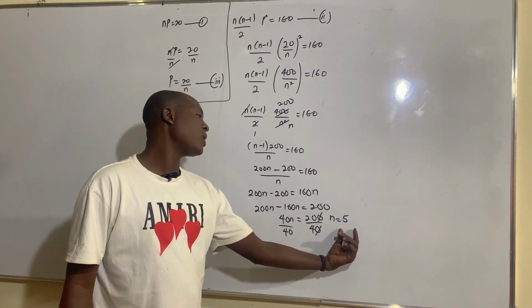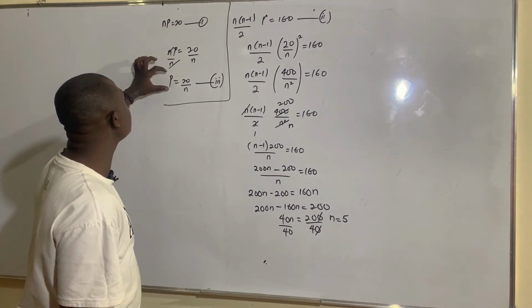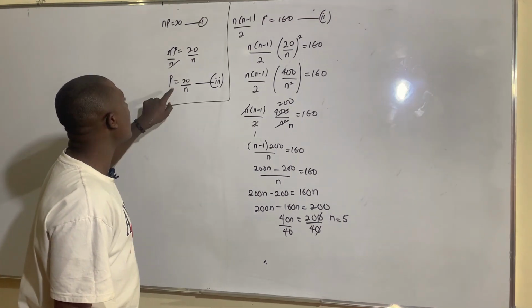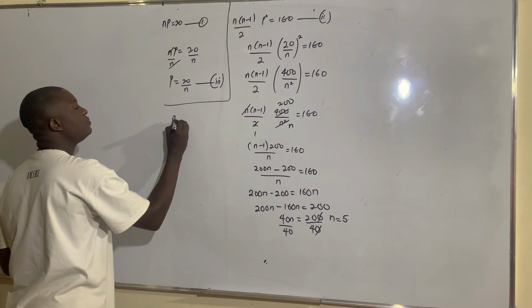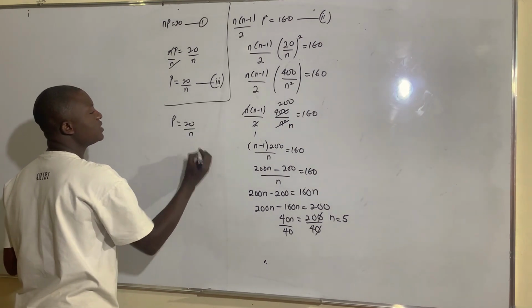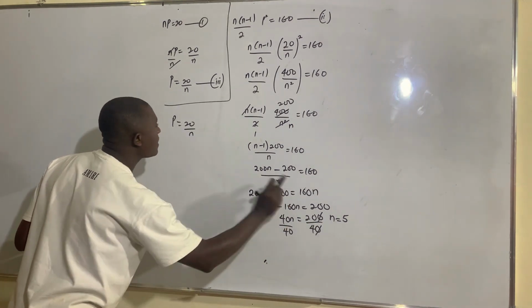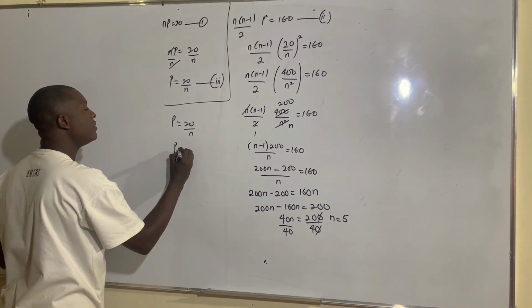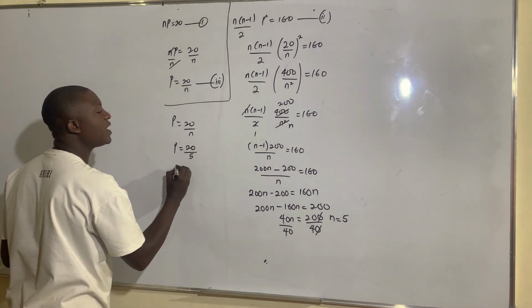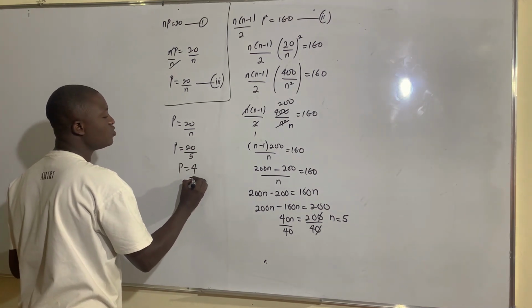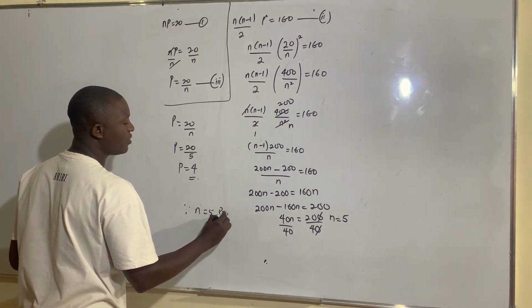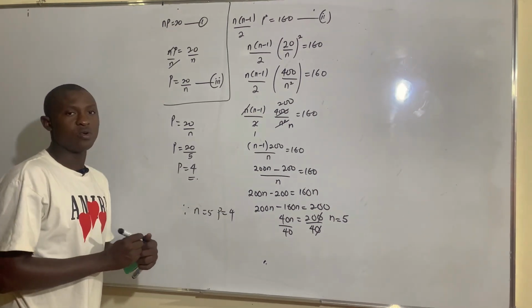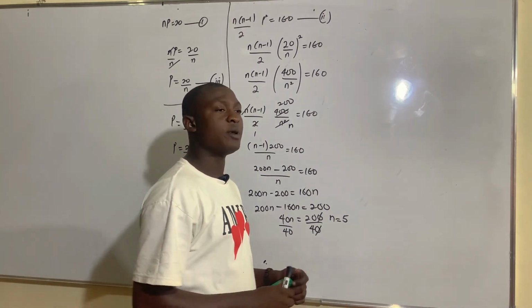So now what we got for n is 5. So I can easily substitute it into equation 3 to get the value of p. In equation 3, p is equal to 20 over n. Now our n is 5. If I put it here, we have p is equal to 20 over 5, which means p is equal to 4. So we can conclude that n is equal to 5 and p is equal to 4. You can see the beauty of our mathematics here.